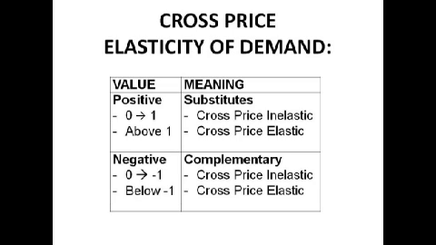As always for demand elasticity, if your value is between 0 and 1, it means it's cross-price inelastic, and if it's above 1, it means it's cross-price elastic. Obviously, if it's inelastic, it means that the change in price of good A has less of an effect on good B in terms of the quantity demanded than if it was price elastic, where the change in price of good A has a massive impact on the quantity demanded of good B.